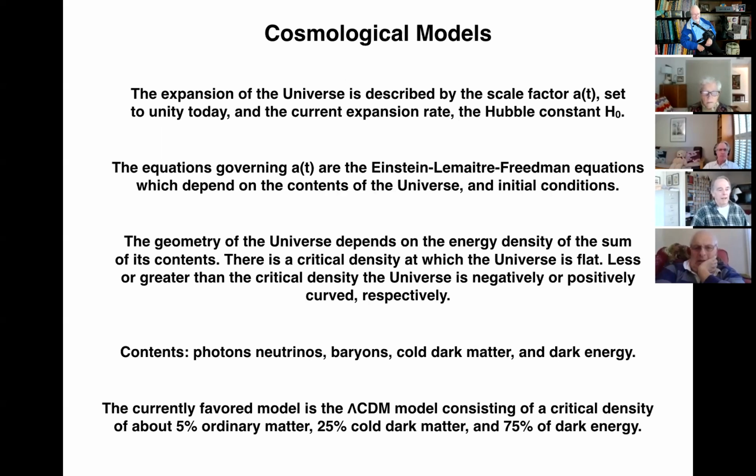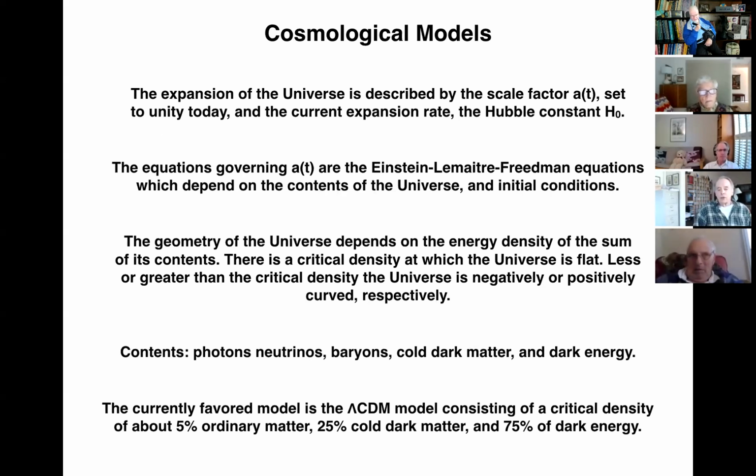And so if you go back, it goes the other way. The Hubble constant is the current rate of expansion of the universe. And the equation governing a(t) are the so-called Einstein-Lemaitre-Friedmann equations. I mention them, we're not going to look at them really. But they depend on the contents of the universe, what's in the universe and how much is in there, and of course on the initial conditions.